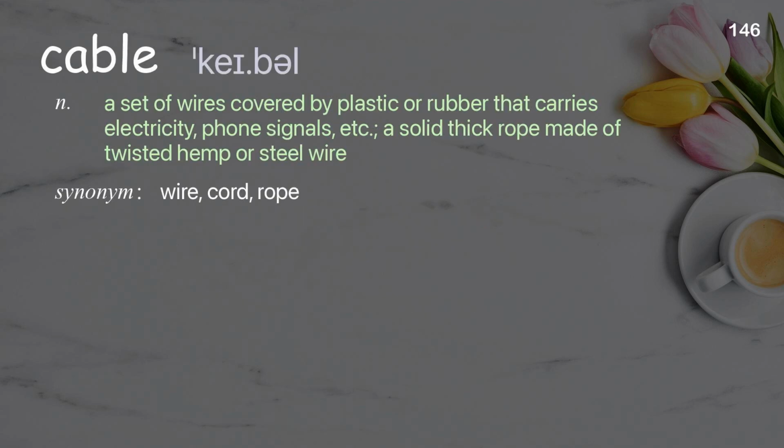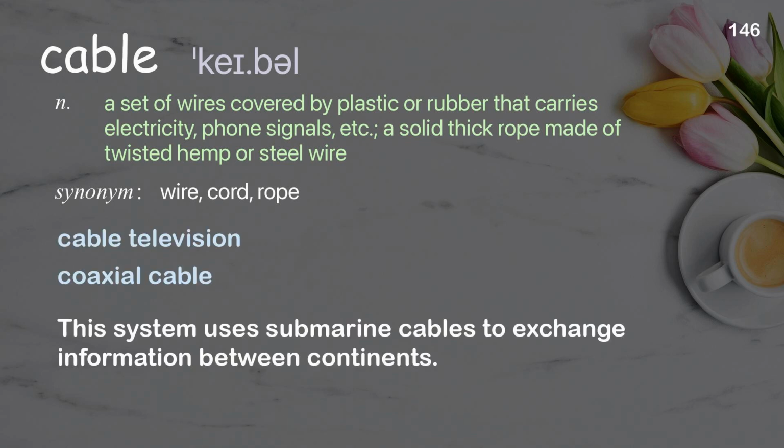Cable. A set of wires covered by plastic or rubber that carries electricity, phone signals, etc. A solid thick rope made of twisted hemp or steel wire. Examples: cable television, coaxial cable. This system uses submarine cables to exchange information between continents.